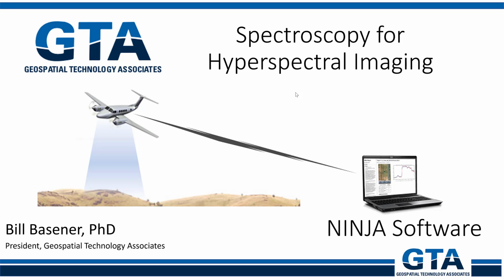In this video, we're going to do an introduction to spectroscopy for hyperspectral imaging. And in this picture, we can see an aircraft. This is a demonstration of where hyperspectral imaging is used. It's collecting hyperspectral imaging, processing it on board using our Ninja software, and sending the output to a laptop, which could be placed anywhere in the world over HTML, with the results from processing that data.